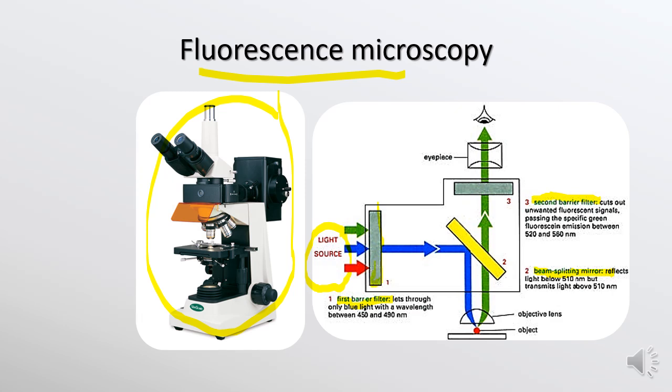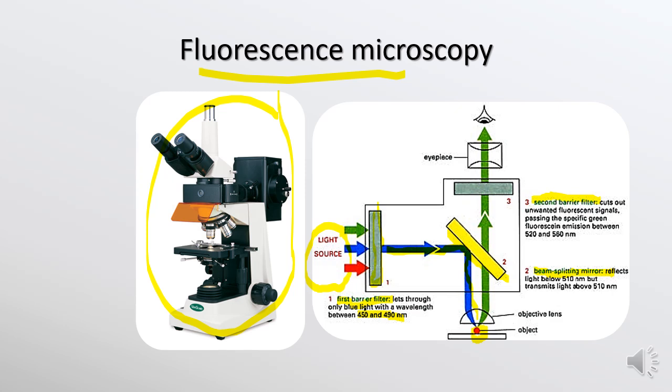filter. This first barrier filter will only allow the blue light to pass through, which means it only allows the blue light within the wavelength of 450 to 490 nanometers. The blue light then gets reflected by the beam splitting mirror, and goes into the sample, and then the sample will emit green light, and that green light will go into the beam splitting mirror, and again the beam splitting mirror here will transmit the light above 510 nanometers.